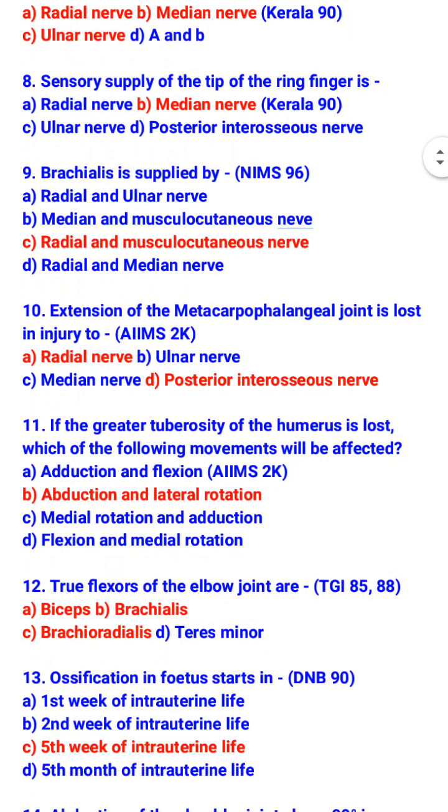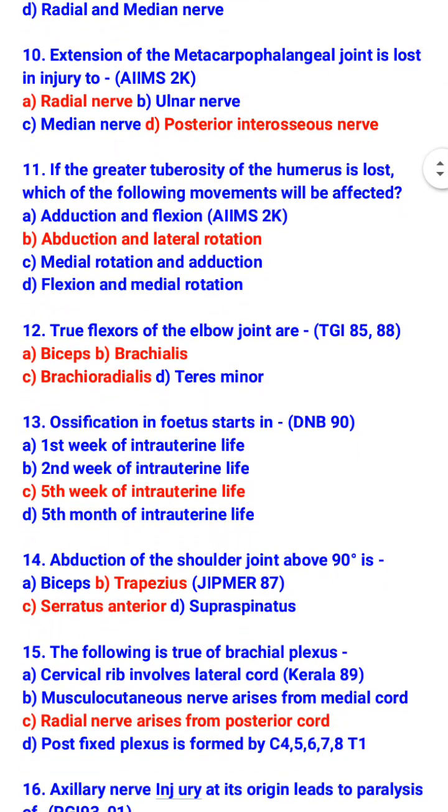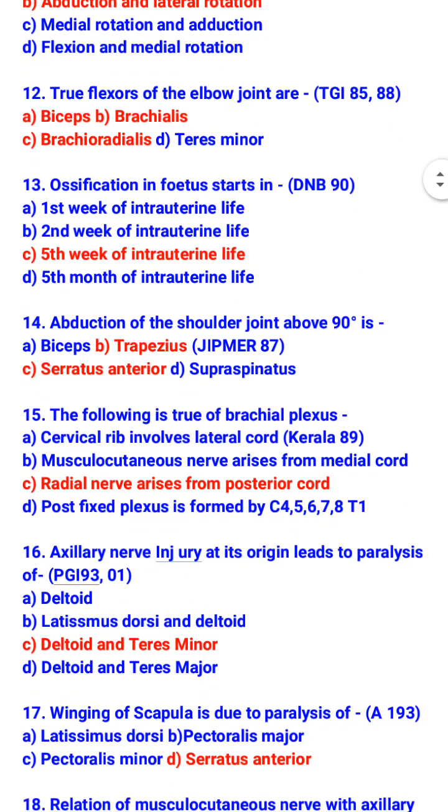Extension of the metacarpophalangeal joint is lost in injury to radial nerve or posterior interosseous nerve. If the greater tuberosity of the humerus is lost, which of the following movements will be affected? Abduction and lateral rotation. True flexors of the elbow joint are biceps, brachialis, and brachioradialis. Ossification in fetus starts in the 5th week of intrauterine life. Abduction of the shoulder joint above 90° is by trapezius and serratus anterior.